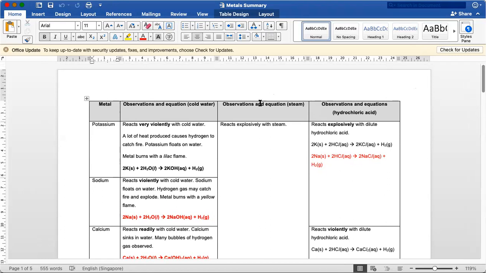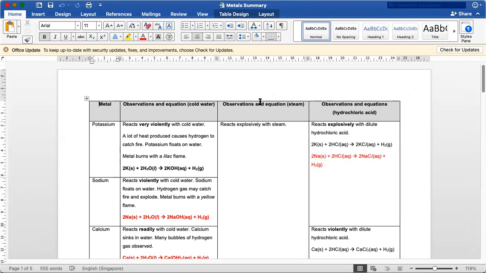Metals is an important topic in the chemistry GCE O-level syllabus. As mentioned in my previous video on the percentage of topics that appear in the GCE O-level chemistry paper, metals take up a high percentage. So I would like to take this time to share with you a summary sheet I gave to my students.